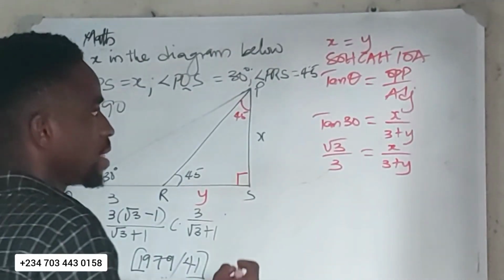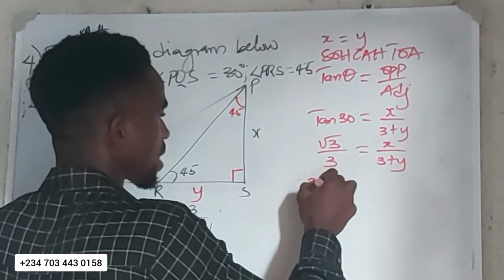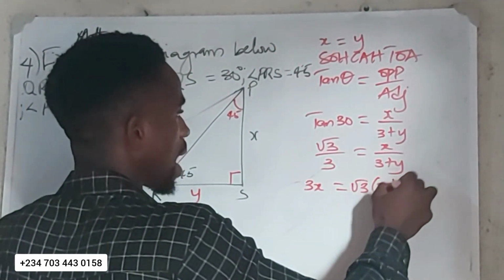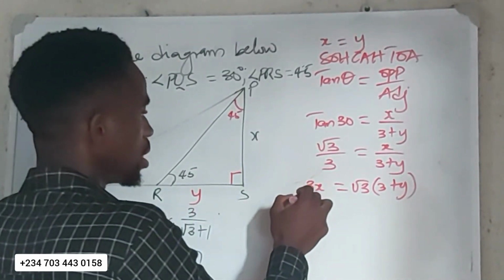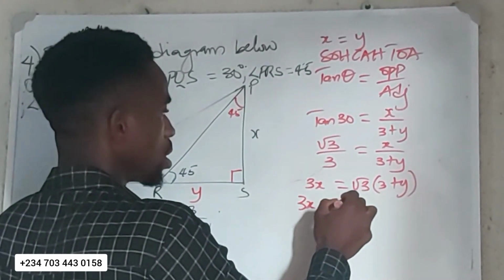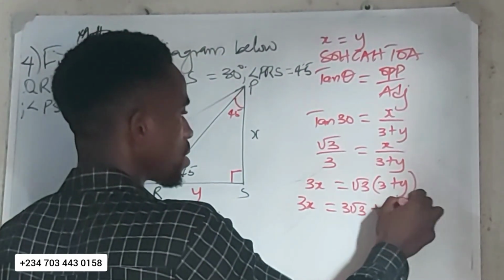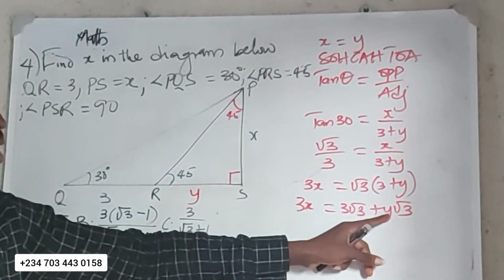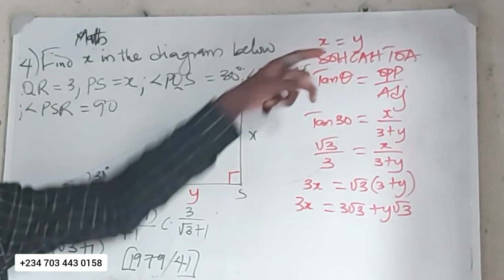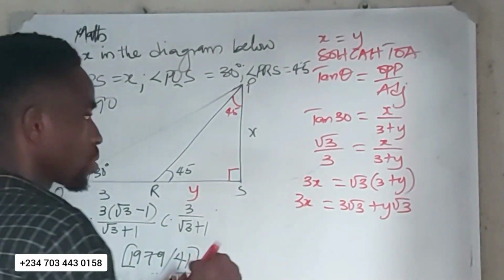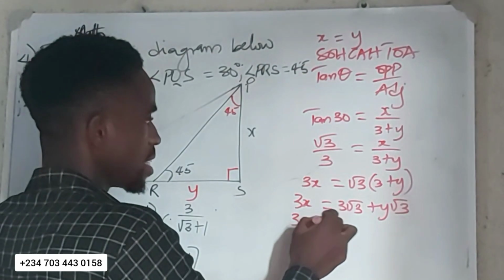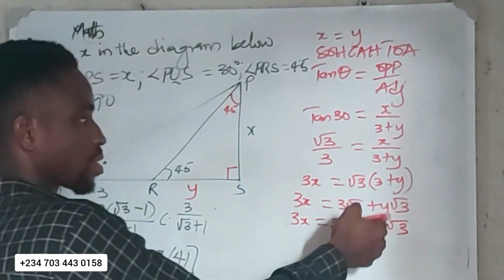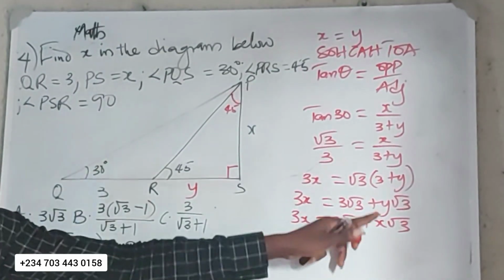So when you cross multiply, we'll have that 3x is equal to root 3 into 3 plus y. So 3x is equal to 3 root 3 plus y root 3. But then we say that x and y are equal. So we can remove this y here and replace it with x, so that we will have one unknown in this equation. So we will write 3x is equal to 3 root 3 plus x root 3. Instead of y root 3, we now call it x root 3 because x and y are equal.